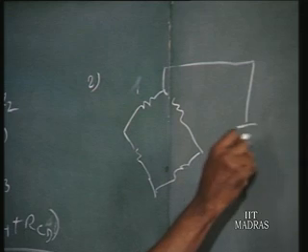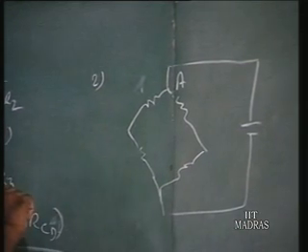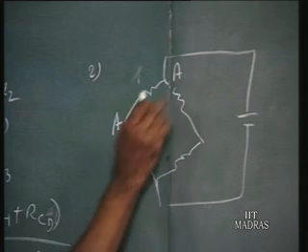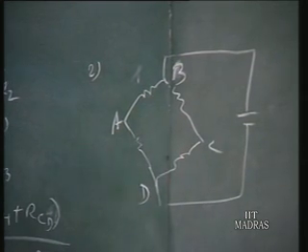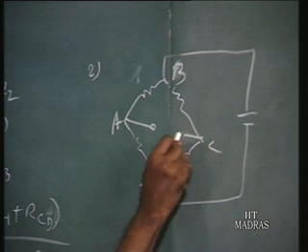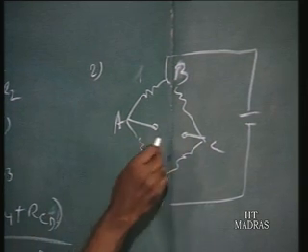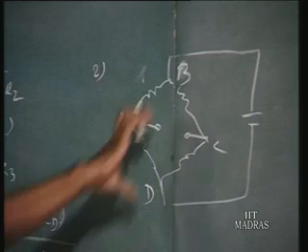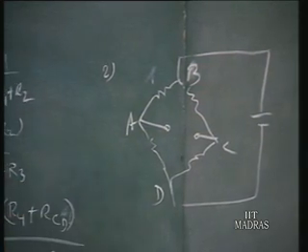So, this is the excitation. I will call this A. I will start here from A, and this B, C, D, 4 corners. Across AC the voltage output is obtained. Okay, the voltage output is there. So, 2 opposite corners for excitation and the other 2 corners for output signal.